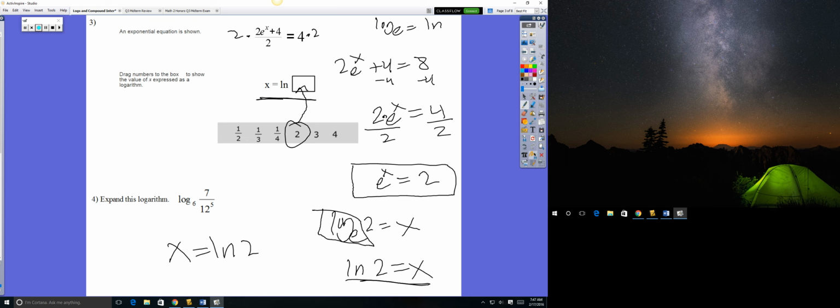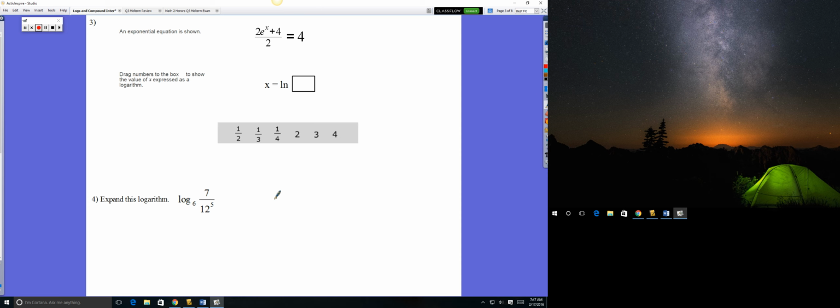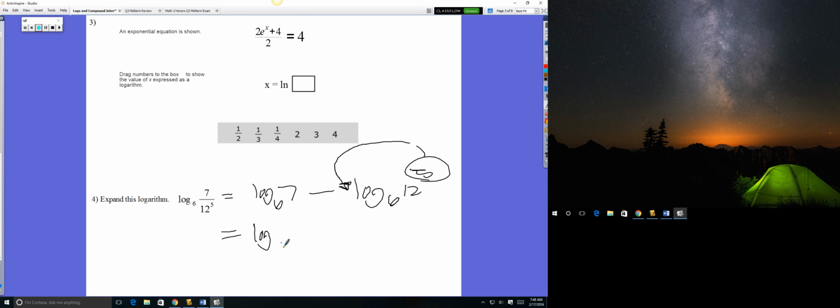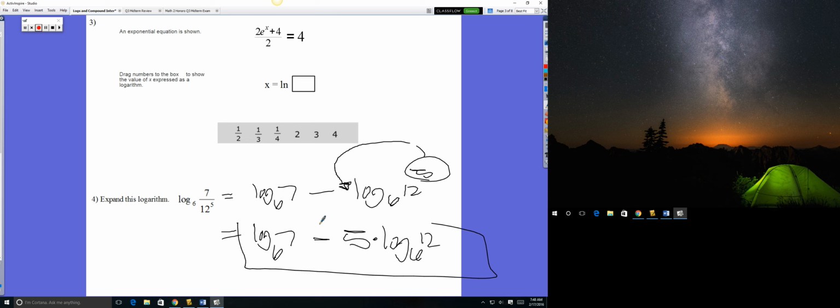Okay, number 4. Expand the log. Log in base 6 of 7 over 12 to the 5th. Okay, divide. This single log I'm going to rewrite as 2 logs. Divide is linked with subtraction. So it's going to be log in base 6 of 7 subtract log in base 6 of 12 to the 5th. Okay, there's one more rule. If you ever have an exponent, you need to take it out and put it in front of the log, and it's timesing. So it's going to be log in base 6 of 7 subtract 5 times the log in base 6 of 12. And that's your answer.